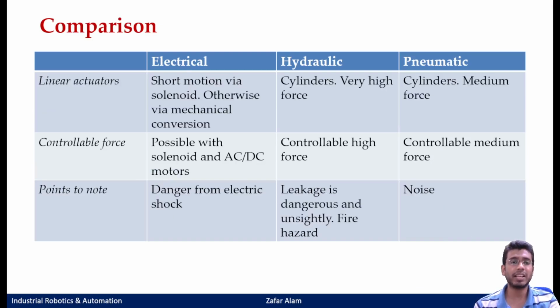Fine. In the case of linear actuators, if you are using a solenoid, then again it would be a very short motion. But if you are using DC or AC motors with a mechanical conversion from rotary to linear, then there is no limit for that. Even in the case of hydraulic, you can have linear actuators. Your cylinders are linear actuators. They can apply a very high amount of force. And for pneumatic, you can have linear actuators with a medium force.